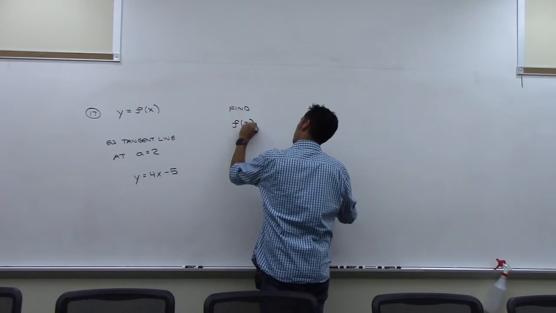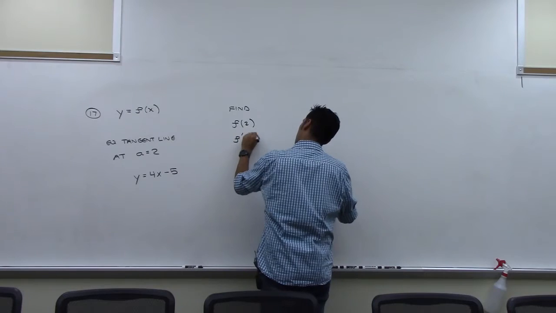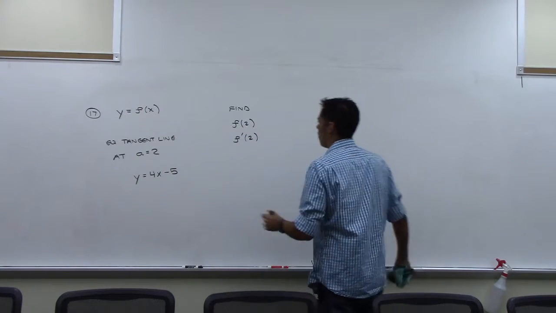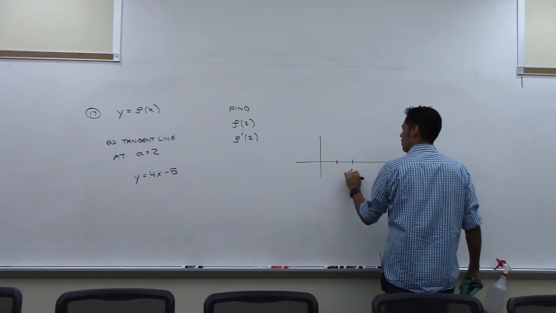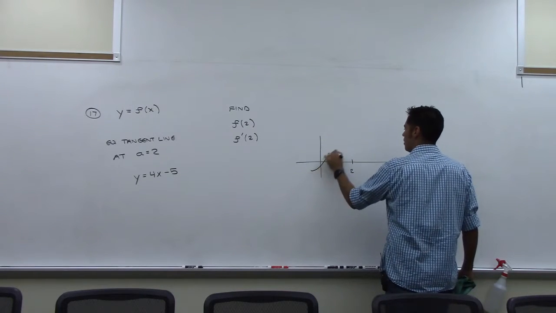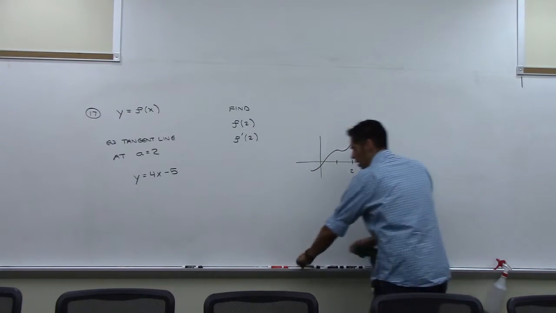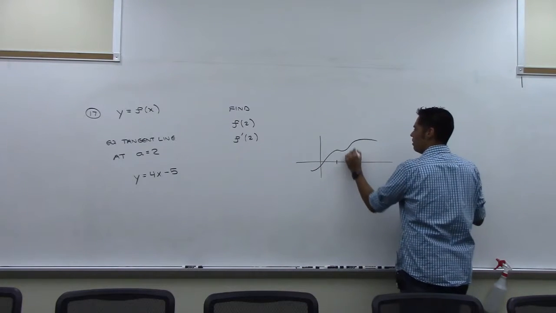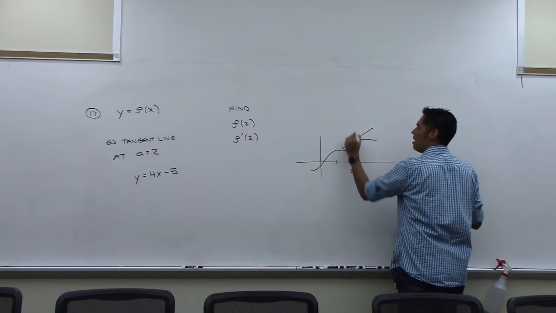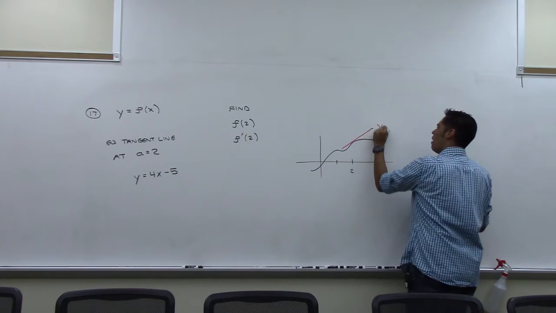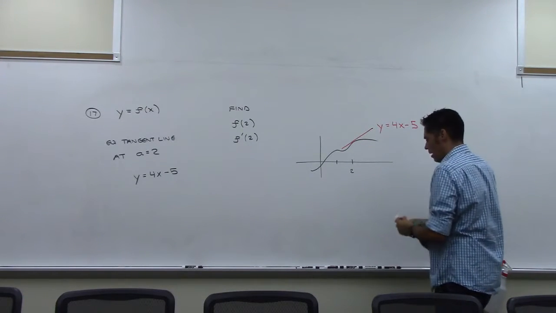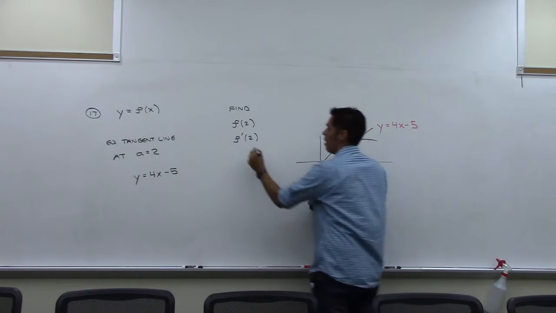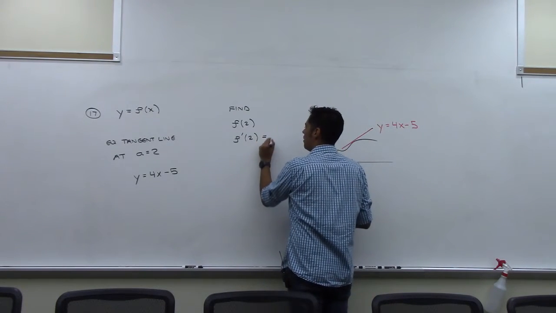All right, so we have some curve out here. I don't know what it's doing. But what I do know is that at 2, the equation of this line right here is y equals 4x minus 5. Well, I can answer the second one right off the bat. I know that this is 4.